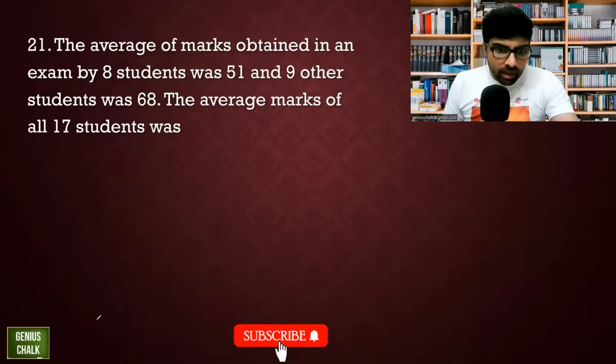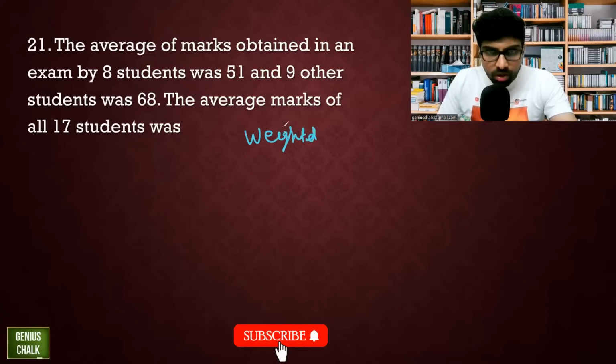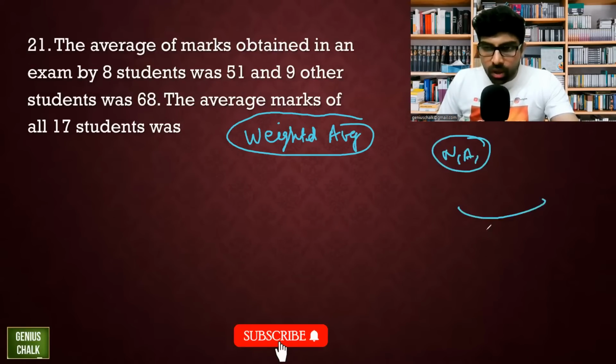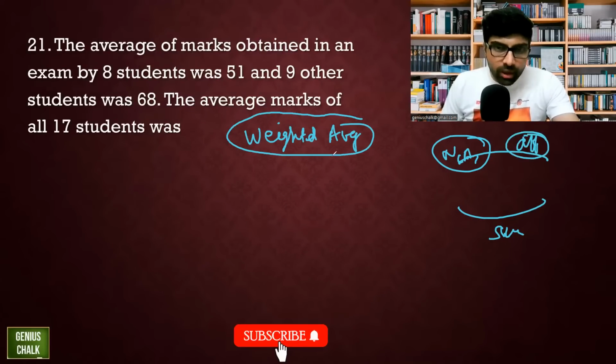So now try the third approach, whose name is weighted average. This I will discuss in average also, but here also there is a need to discuss. This is the third method to solve the allegation problems. The first method, I told you, is N1A1. The second method, I told you, is that the difference at the top must be equal to the sum at the bottom. The third is weighted average. Now, what is happening in this? If there are 8 students, their average is 51. There are 9 other students, their average is 68. Overall, I need to find.